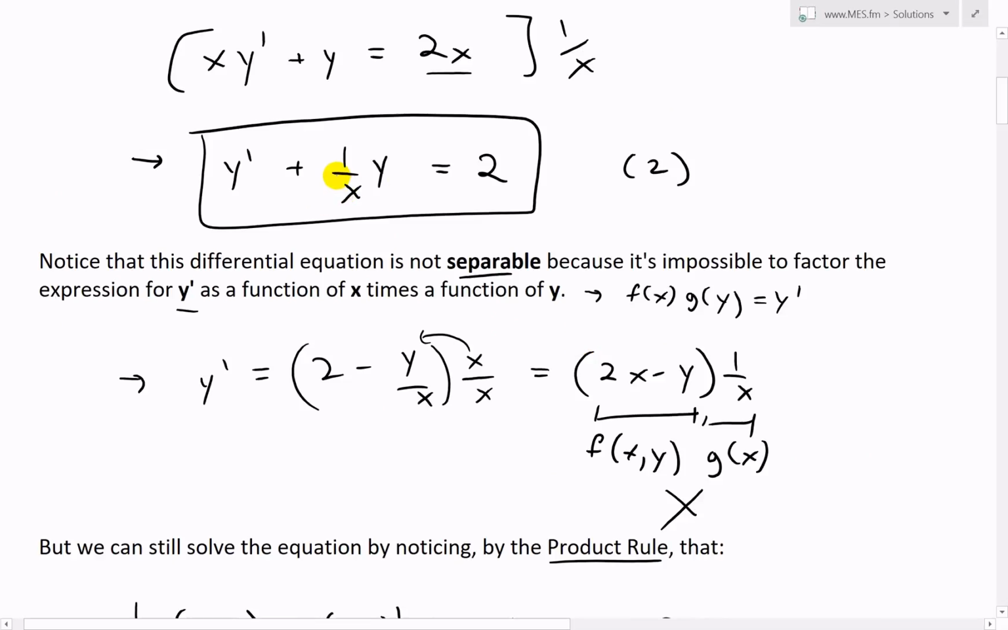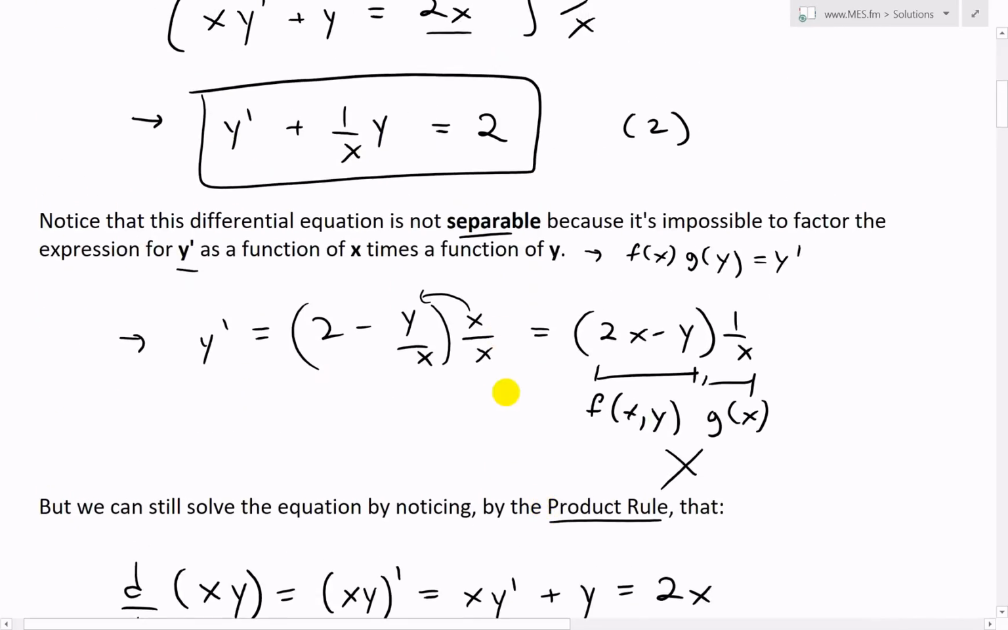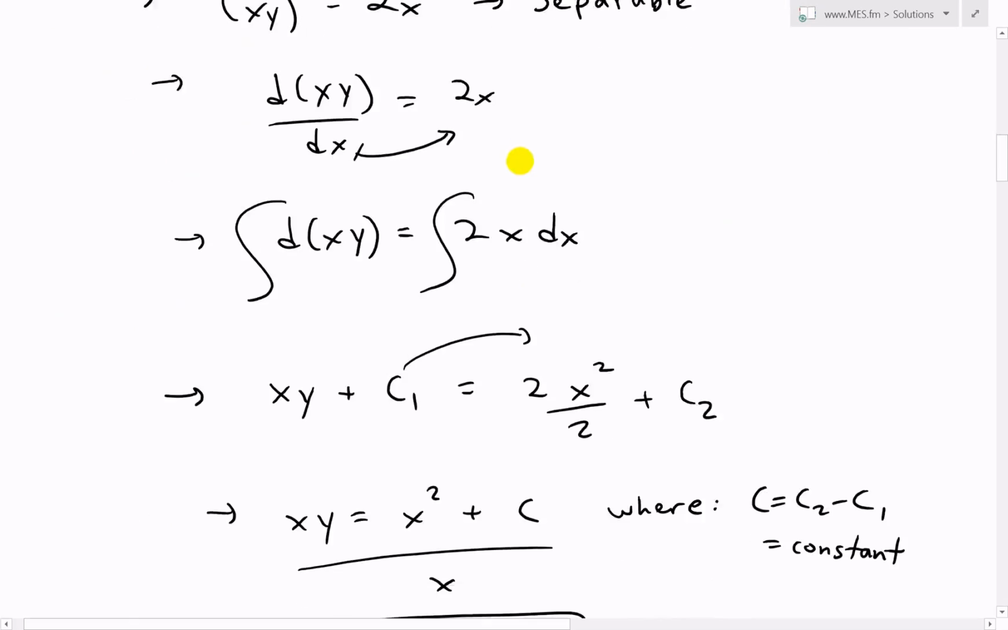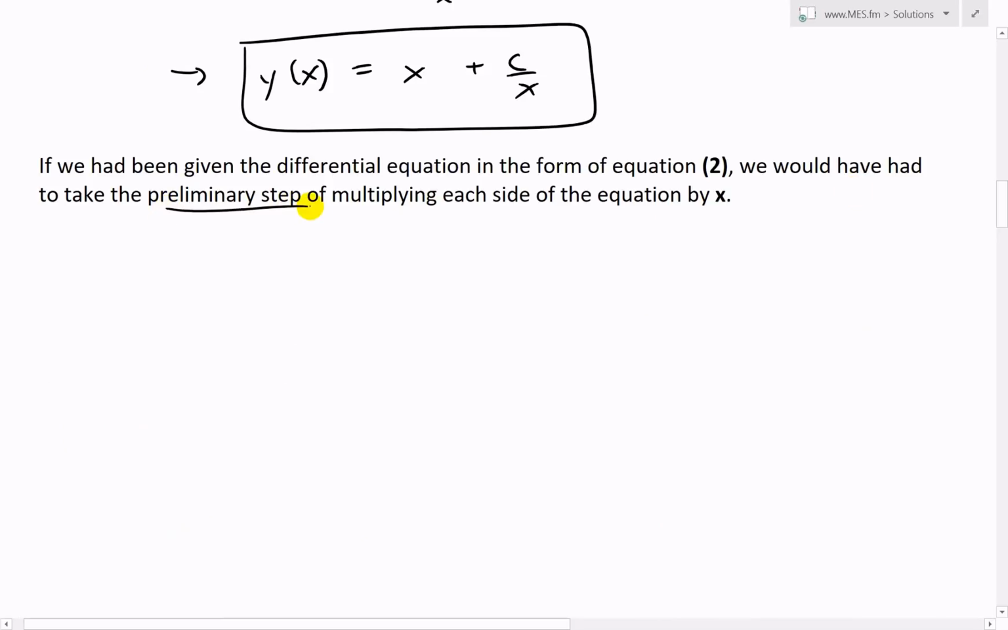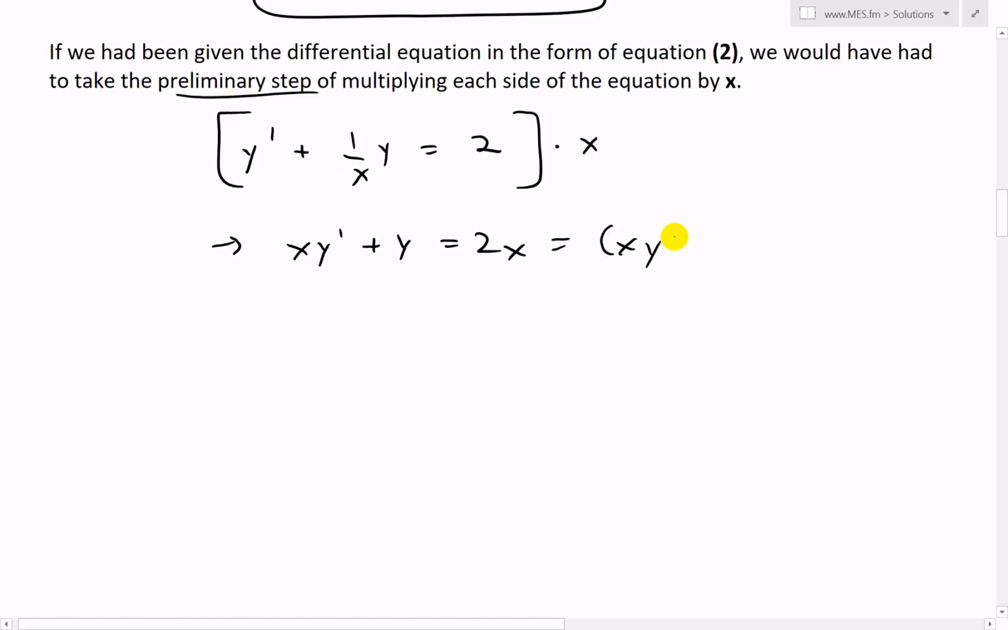So if we were given this equation as opposed to this one, because remember we were looking at the derivative of xy equals xy prime plus y, we would have had to take the preliminary step of multiplying both sides by x first. In other words, if we were given equation 2, y prime plus 1 over x y equals 2, then we multiply both sides by x. When we do that, we end up getting xy prime plus y equals 2x. And then we realize that this is actually the derivative of xy, that's this xy prime plus y.